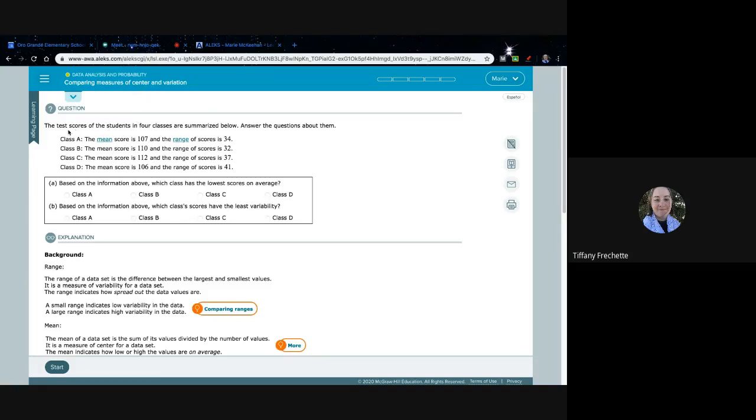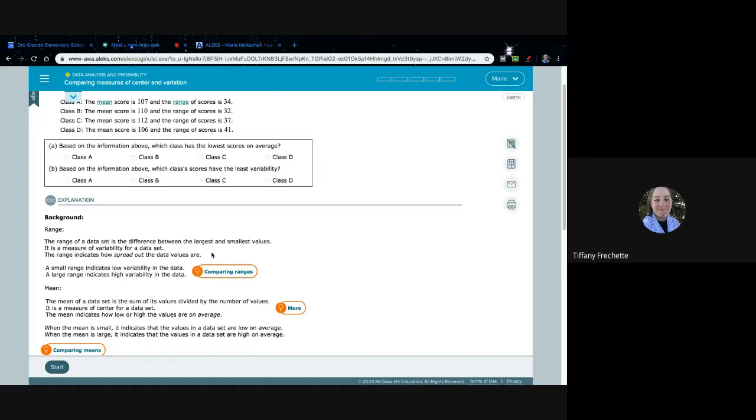All right, so the test scores of students in 4 classes are summarized below. Answer the questions about them. Class A, the mean score is 107, and the range of scores is 34. Class B, Class D. I don't necessarily need to read them all. We can read them here. This is just the example. And then they ask us a question. Based on the information above, which class has the lowest scores on average? And then, based on the information above, which class's scores have the least variability?